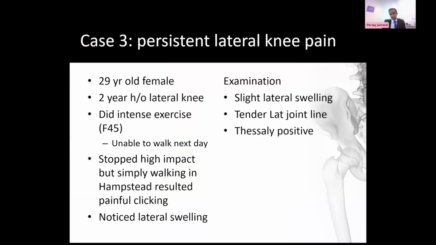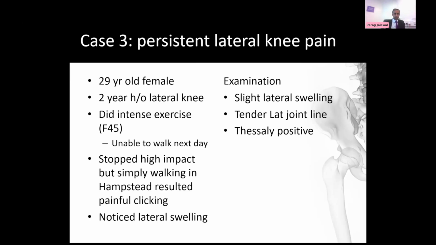She's a 29-year-old female, really fit and active. She's been complaining of 2 years now of lateral knee pain. It kind of started about 6 months after she was doing some intense exercise classes called F45. Not entirely sure what that is, but on one particular day she was unable to walk the next day because of this exercise class, which involves a lot of jumping and pivoting.